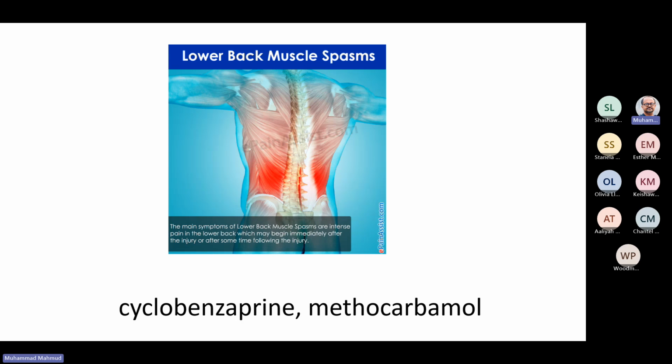Low back muscle spasm. Antispasmodics will help these patients with muscle spasm, and that includes cyclobenzaprine and methocarbamol.